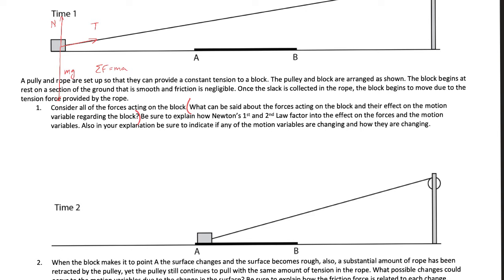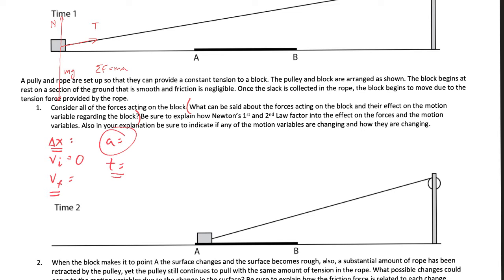Also, in your explanation, be sure to indicate if any of the motion variables are changing and how they are changing. Well, there are 5 motion variables. Assuming the initial velocity is 0, I think we can probably all agree that the box's velocity is increasing because the system is accelerating. Its displacement is probably increasing because as it goes faster, it is changing its position and it's changing it more and more as time goes on. Don't only talk about time as a changing motion variable. Time is always moving forwards.